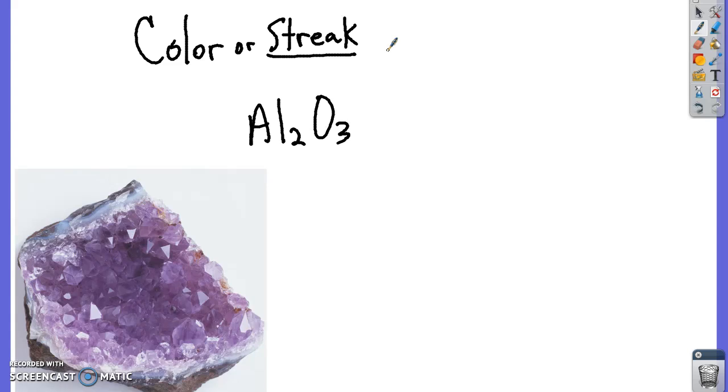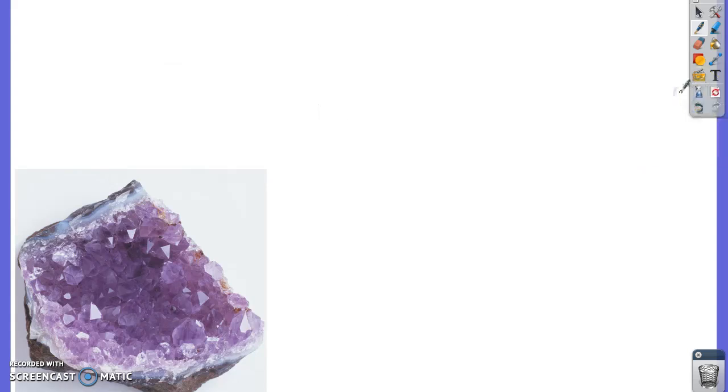Okay, and so the streak may be different than the color, and usually the streak tends to be a more reliable characteristic. But color in general can vary a lot from one to the next. The last one we want to look at here is the density.